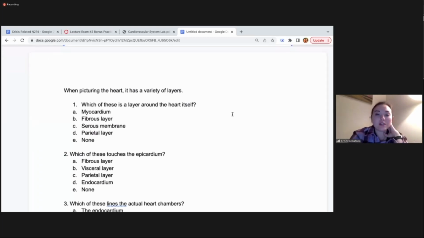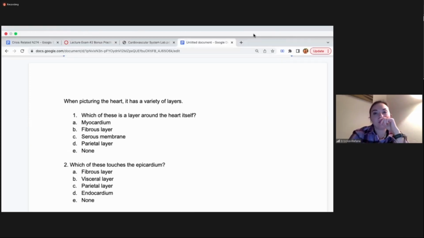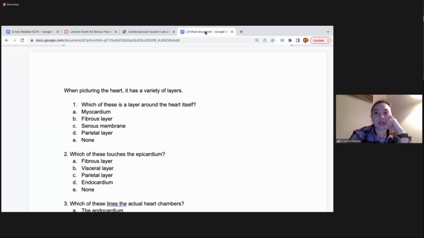Okay. All right, so when picturing the heart, it has a variety of layers. Which of these is a layer around the heart itself? And then everybody can put your answers in the chat. If you want, you can send them privately to me. I can still see them just so that we can all participate.